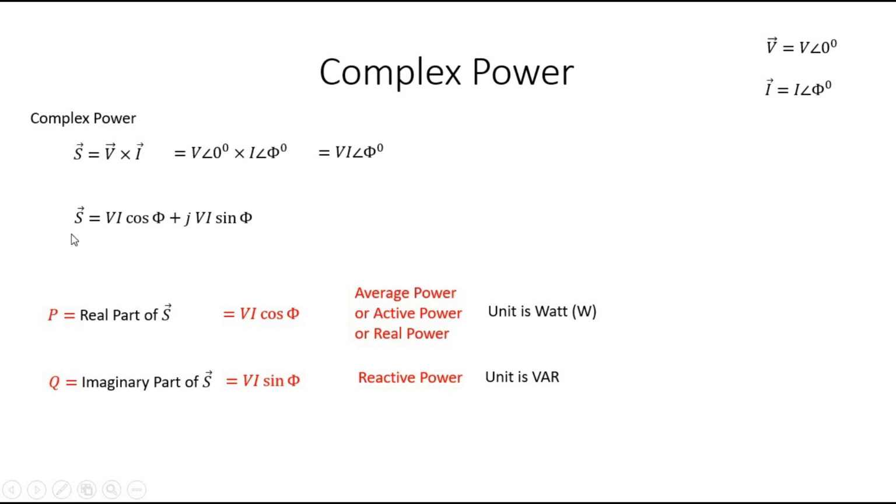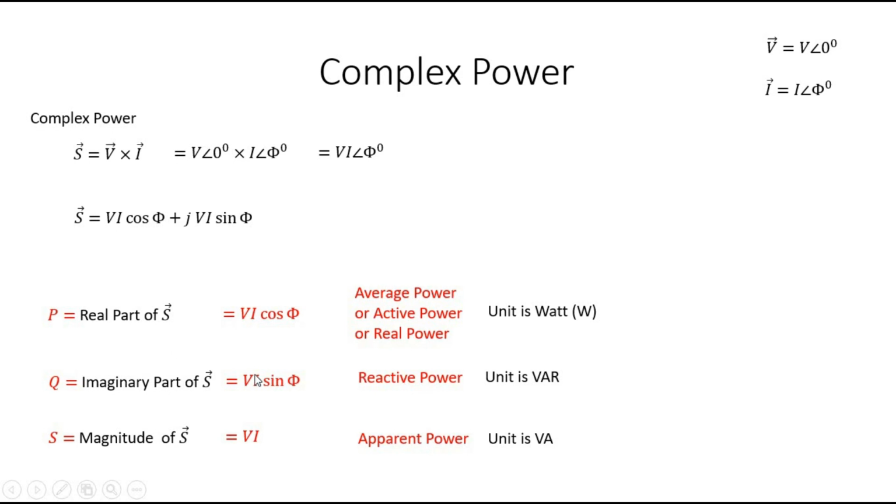Then S is a complex number; P and Q are ordinary numbers, the real part and imaginary part. The magnitude of S is VI, the product of voltage and current magnitudes only. So the magnitude of S, small s, equals VI. It is called apparent power, and the unit is VA, volt ampere. So these are the powers related to an AC circuit: real power, reactive power, and apparent power.